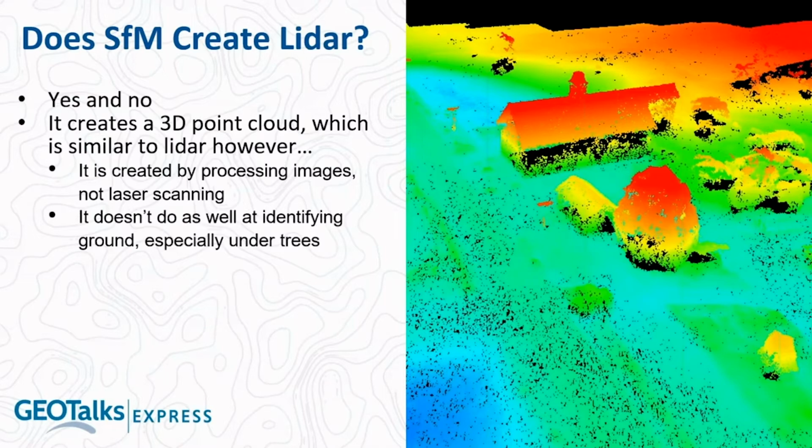So the structure from motion generated point cloud often doesn't do as well identifying ground points, especially in heavily vegetated areas, where there's big tree cover. This is because the process can only construct a point cloud for what is seen in the images. While your drone's flying over a forest, you're capturing images of the tops of the trees. So that is what's going to be reconstructed with this process. It won't have the information and the view of the ground to be able to create that ground layer beneath the trees.